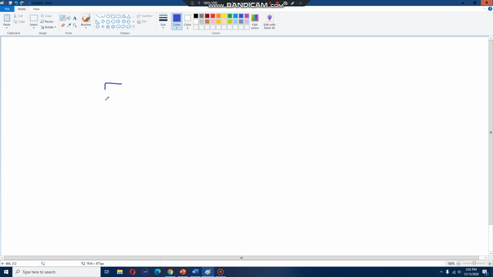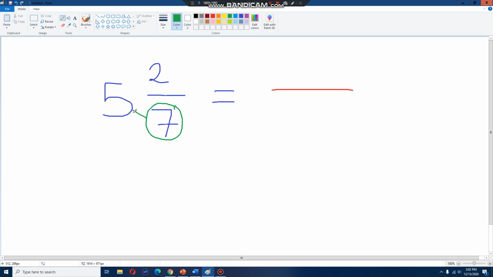I want to turn, for example, 5 2/7 into an improper fraction. Okay? Now, how do I do that? This is what you're going to do. Start with the denominator, 7. Multiply it with the whole number 5. So 7 times 5 is 35. And put that answer on top of the numerator.